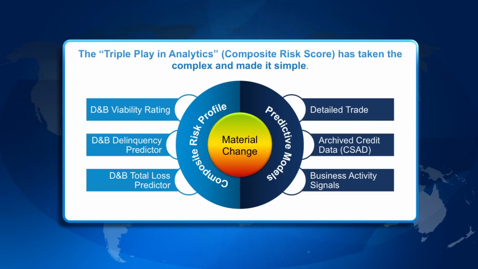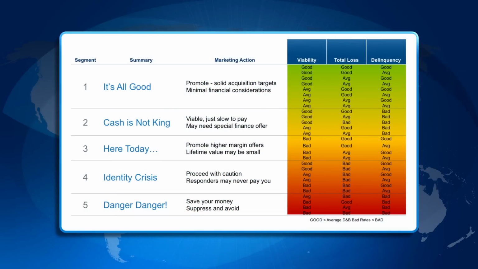Is that commercial entity likely to pay their bills on time? Are they likely to pay their bills? Are they likely to be in business a year from now? We're very proud of that. Our customers that have used the triple play, which we now call the composite risk score, have the ability to augment their internal activities and carve up the universe with greater and greater precision.